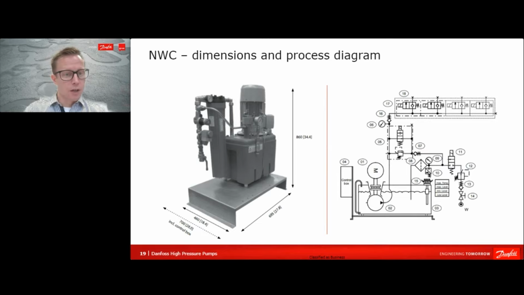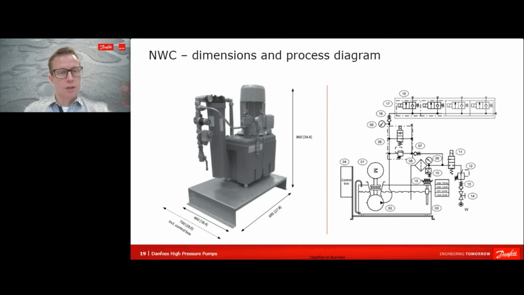Here, as you can see, we have the dimensions. I said that it had a very compact footprint, and I think based on what you see here, that it is a compact unit. It also means that it's easy to install, both in new applications, but it could also be to retrofit it into already existing applications.